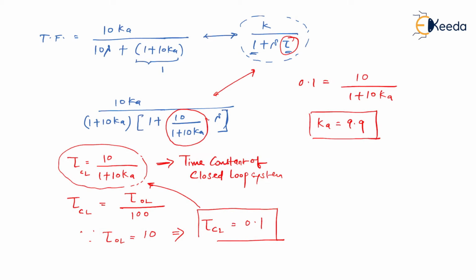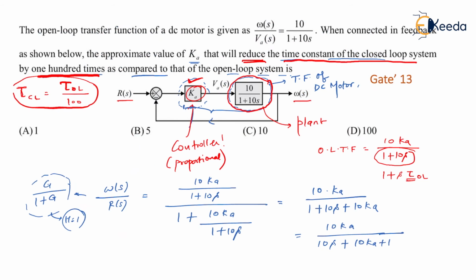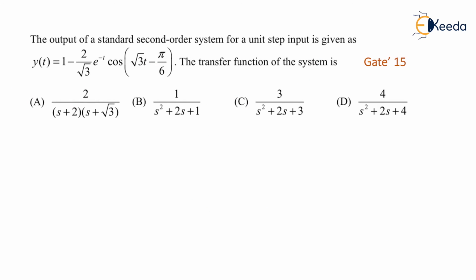Let's go back to the options and try to find which is the correct one. So you will not find 9.9, but you can find the approximated value because they were asking you the approximated value of Ka. So it matches with option C. So option C is the correct option. I'm sure you have understood this problem. So let's start with the next problem.